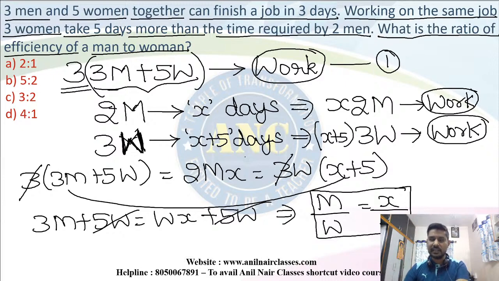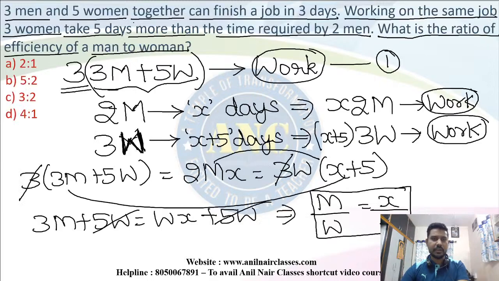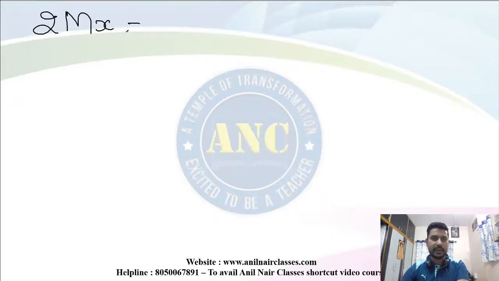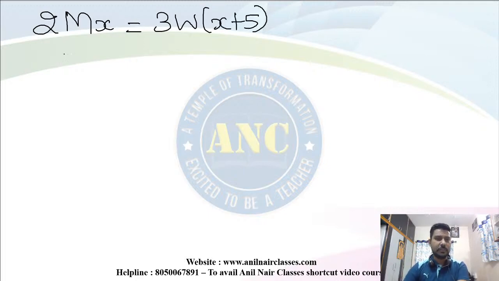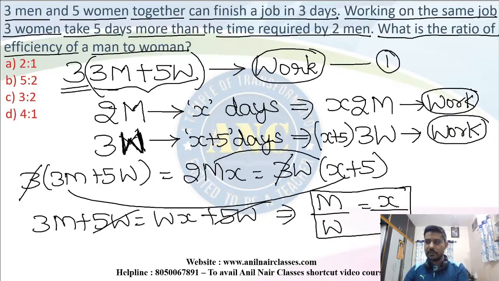Now, what is the second thing that I will do? That is the reason we don't know exactly. I will equate these two also. That means 2mx is equal to 3w into x plus 5, right? Now if I substitute and simplify this, 2mx is equal to 3wx plus 3w into 5, it is 15w, right? So further, if I simplify, we know that m by w value is equal to x by 3.